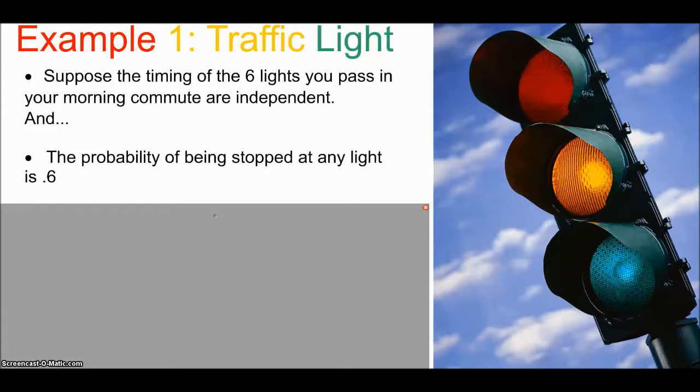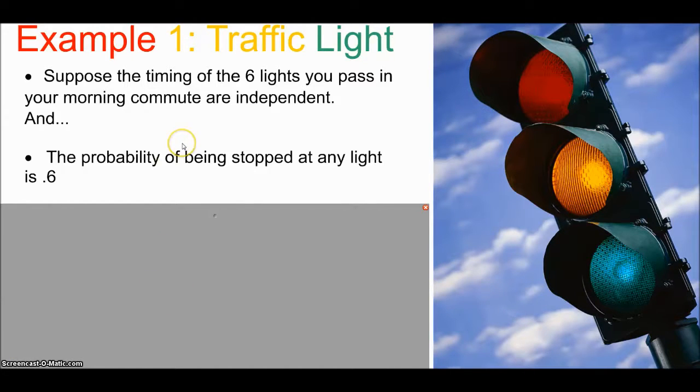Alright, so let's keep on with the theme of getting to school. Let's talk about a traffic light. Suppose that there are 6 traffic lights as you are coming to school. Each traffic light is independent of each other, meaning that just because you stopped at a red light on one light does not affect the chances of you getting stopped at the red light again for a second light.